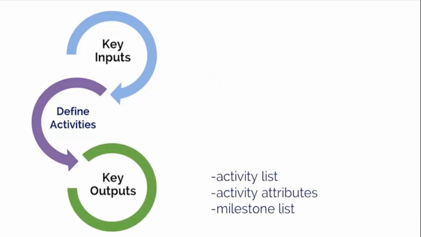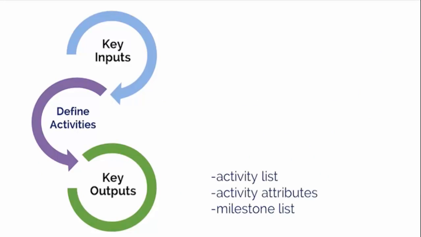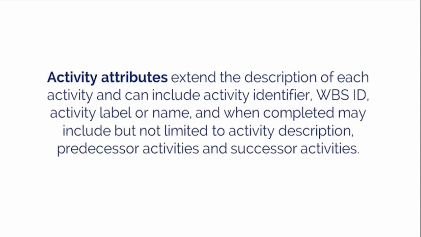Activity list. As we discussed earlier in this process, the WBS work packages are further broken down into activities or tasks. The result is an activity list, which includes all the activities that are required for the project in sufficient detail for others to understand what has to be done. The second output is activity attributes, which are the details associated with the activities. These are progressively elaborated throughout project planning. These attributes extend the description of each activity and can include activity identifier, WBS ID, activity label or name, and when completed may include but not limited to activity description, predecessor activities, and successor activities.